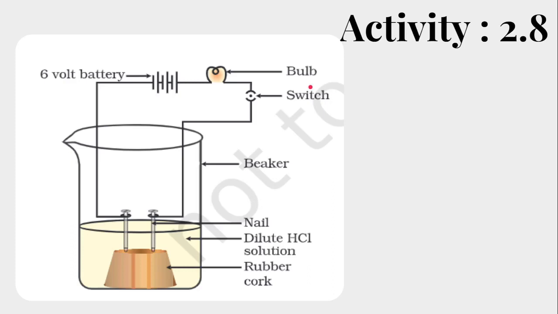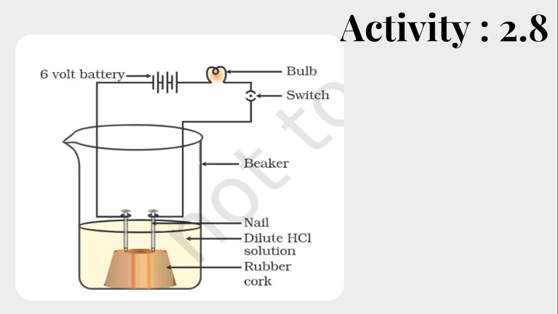Then we will perform this activity with the sulfuric acid. What can you observe? Repeat the experiment separately with glucose and alcohol solutions also. Then what do you observe? Does the bulb glow in all cases? So we'll check with four solutions. First of all, dilute HCl solution, then sulfuric acid, then we will check with the alcohol, and the fourth one is glucose. In all cases, we have to check whether the bulb glows or not.